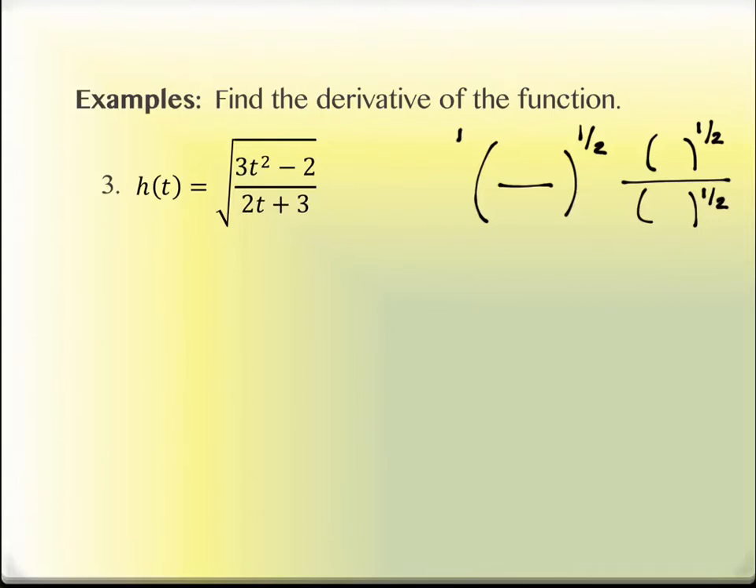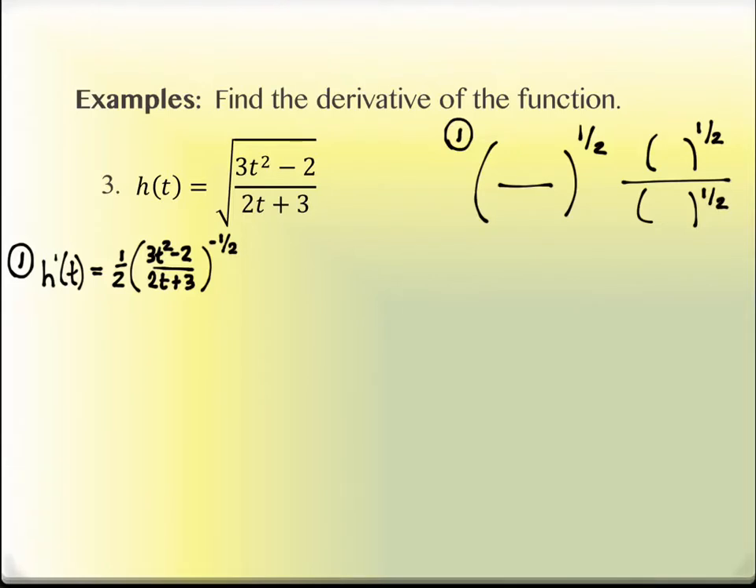So this is the first way that I'm going to do the problem. If I think about the problem in that fashion, I have a 1/2 on the outside, and this is h prime of t, I would bring the 1/2 down, and I would rewrite what is inside of it as is, and I would decrease the power by 1. So 1/2 minus 1 is negative 1/2. Now the part that's inside stays the same. Right now the inside part is a quotient. It's 3t squared minus 2 over 2t plus 3.